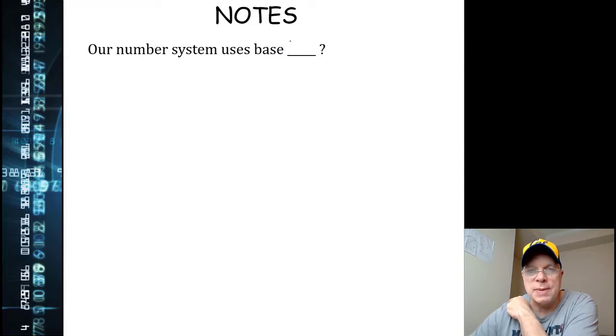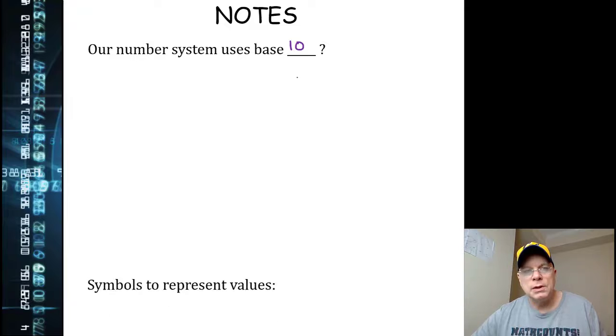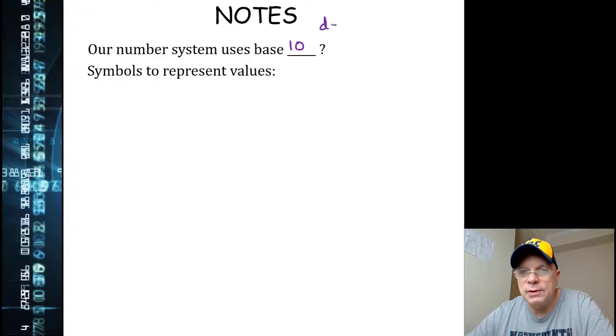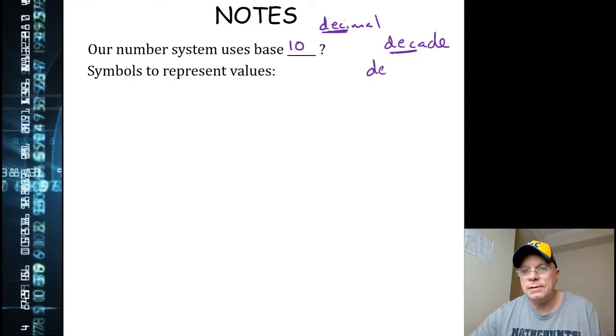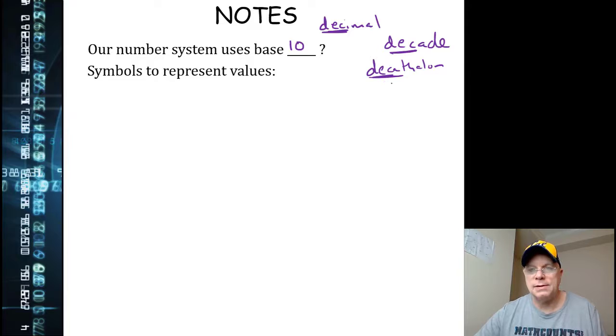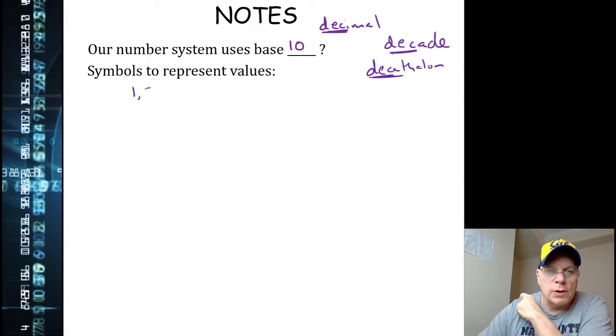Our number system uses base 10. And that's why it's called decimal. Decimal system. Deci is 10. Like DEC, decade, 10 years. Decathlon. Hope I spelled that right. 10 events, dec, 10.